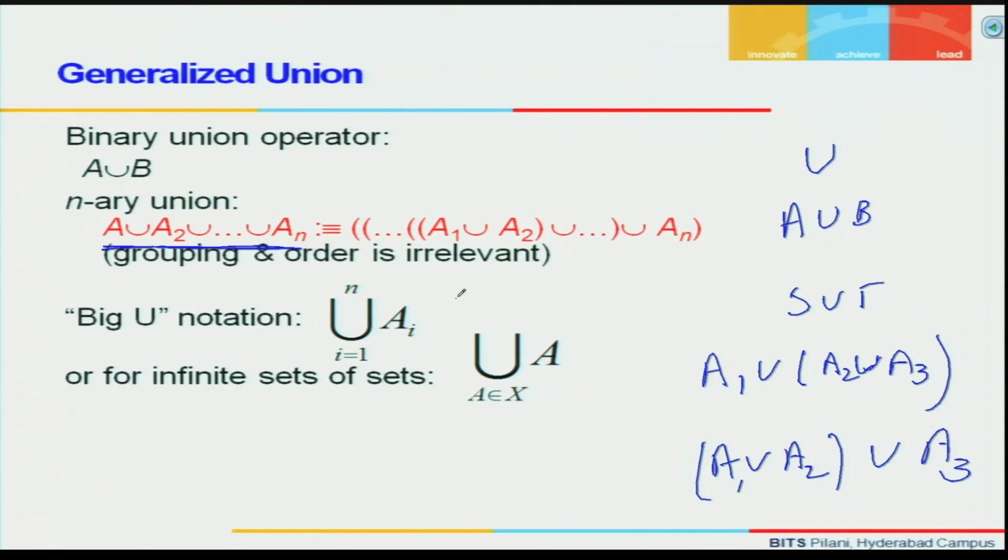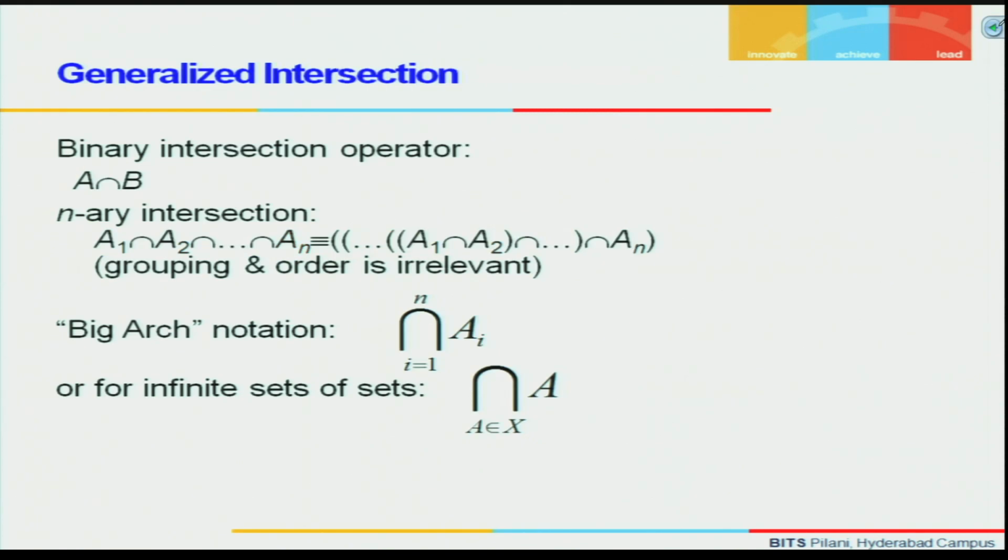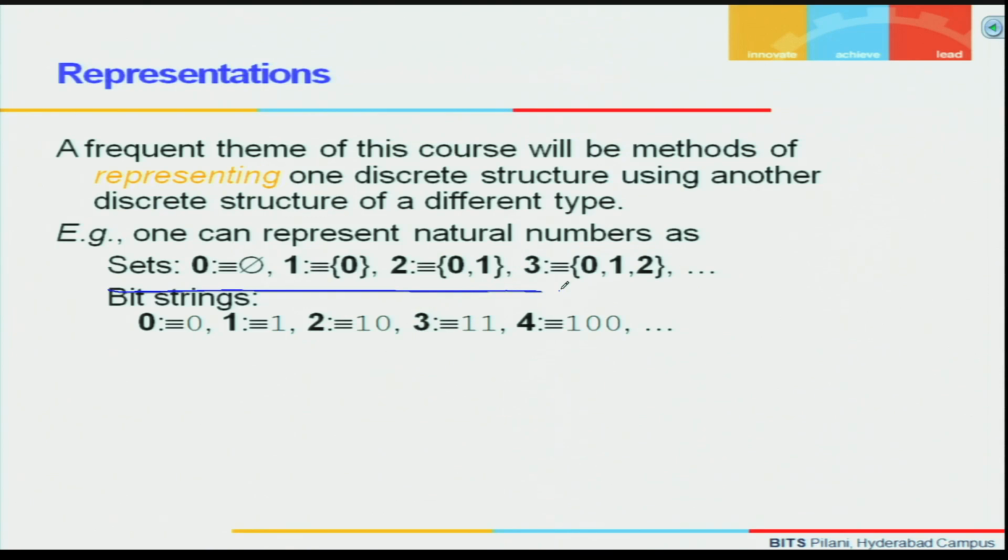Generally it is also represented as the union of n sets, i runs from 1 to n, Ai, or for infinite sets you can always write A belongs to X, where this X is containing all sets. Union of all such sets can well be represented like this also. In a similar way, the grouping and order is very much irrelevant in case of intersections also. You can also talk about intersections for a finite number of sets and an infinite number of sets.